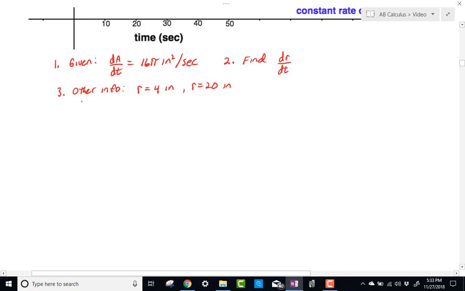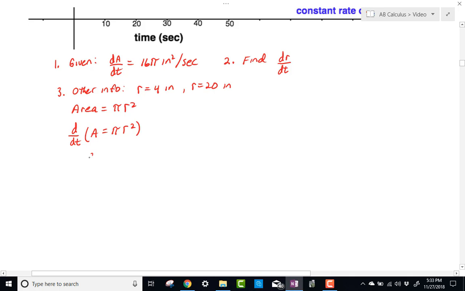I'm going to put my area formula in here as well. So area equals pi r squared. Now again, I cannot plug in 4 in this case, because if something changes, I don't get to plug it in until after I take the derivative. Okay? So we're going to take the derivative, d dt of A equals pi r squared, just like we did in the last one.